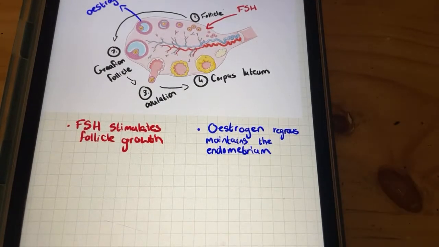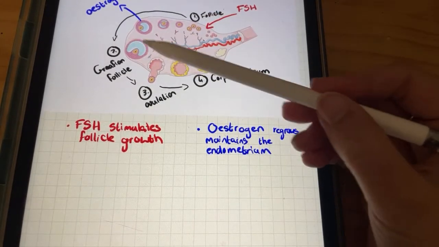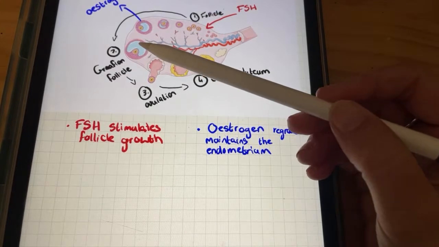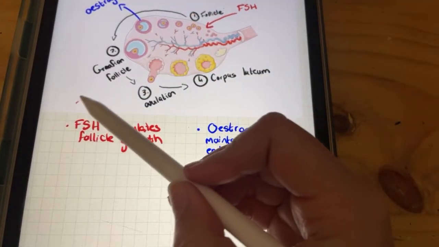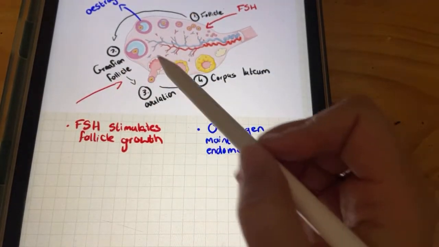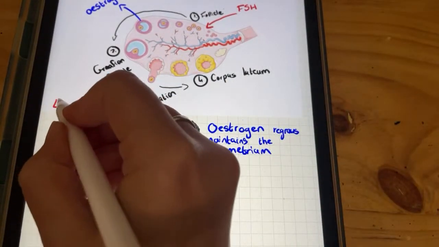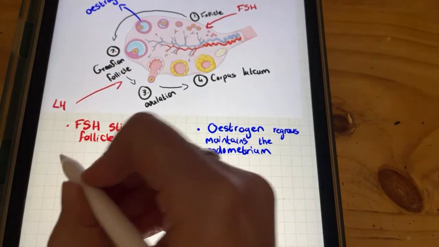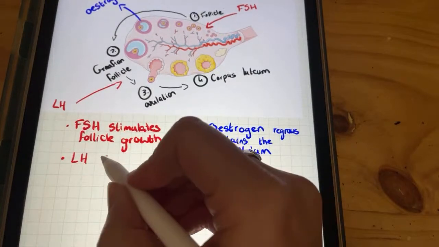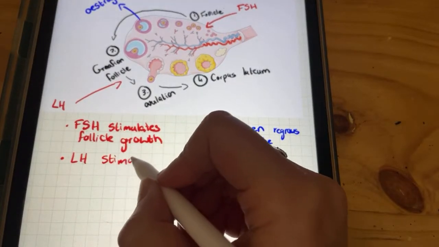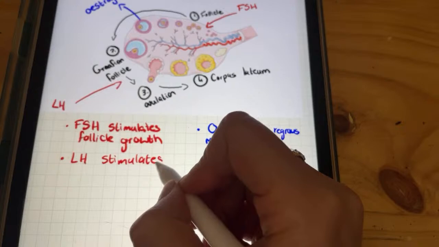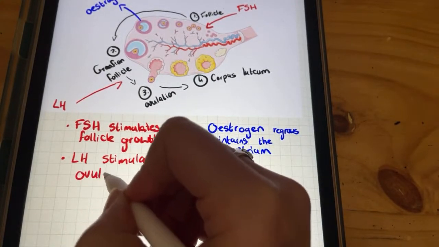Now, step 2. Now that we have a Graafian follicle that has gotten large enough, we need to ovulate it. So the hormone that needs to be introduced so that this ovulation can take place is LH. So LH stimulates ovulation.